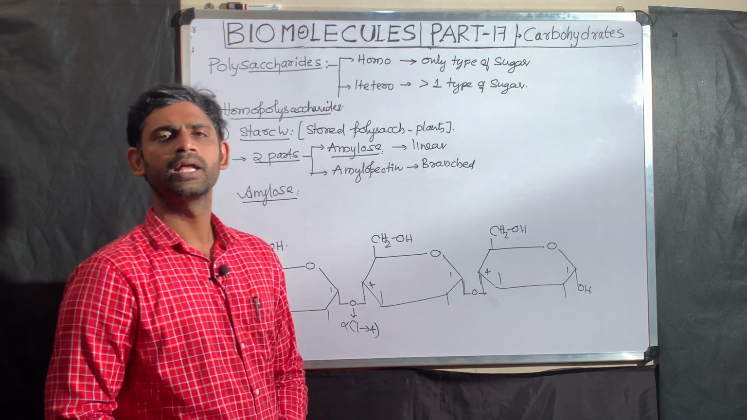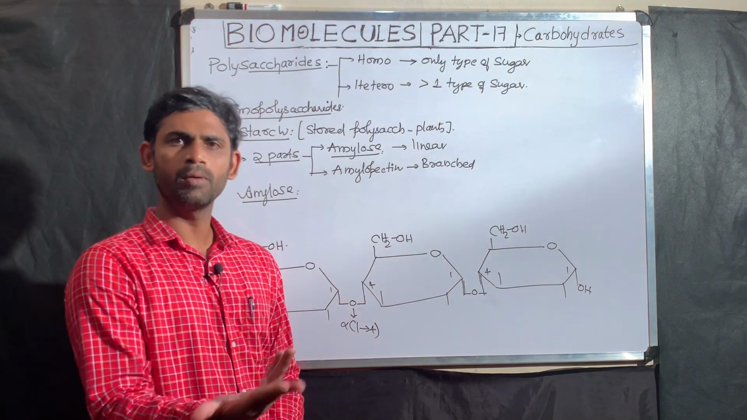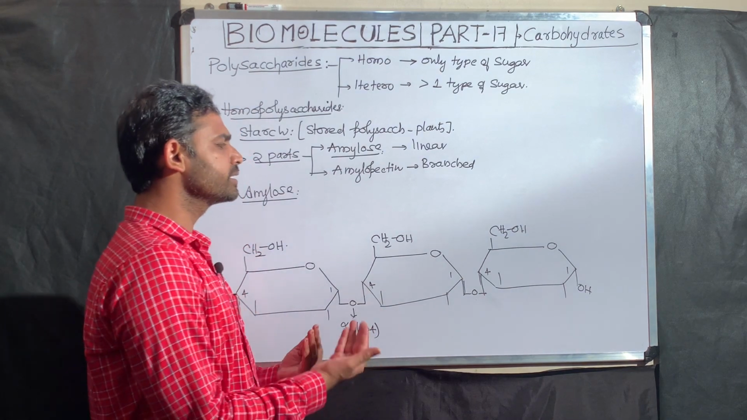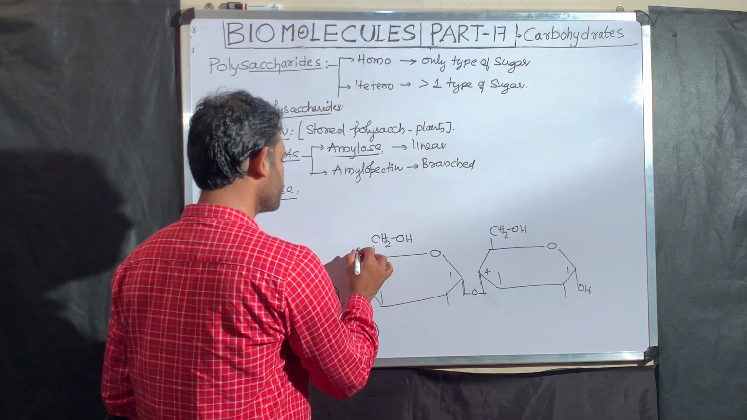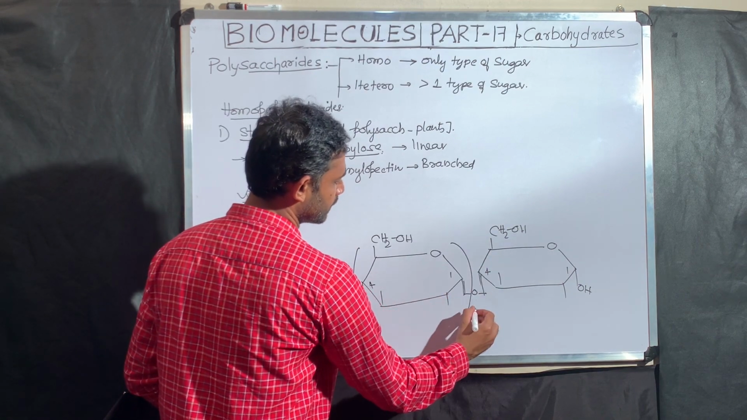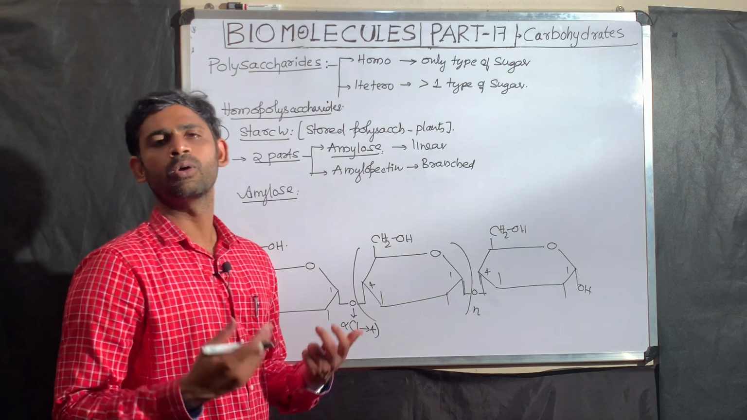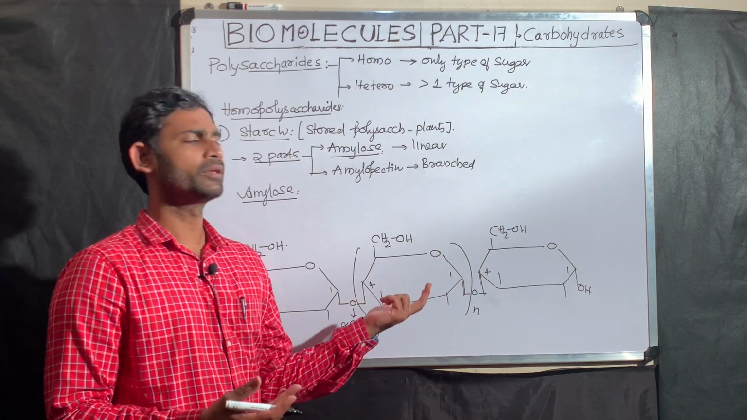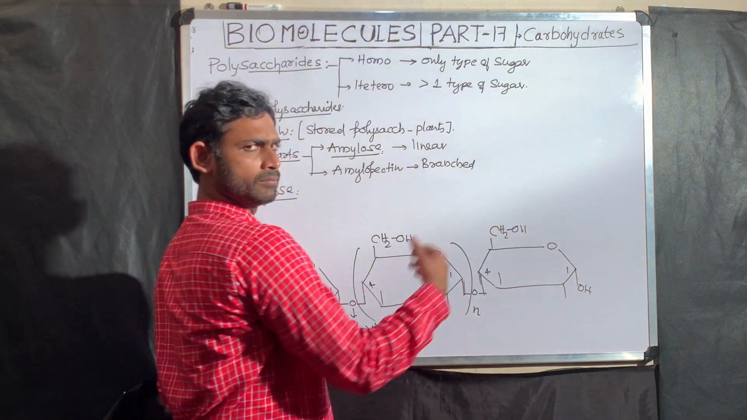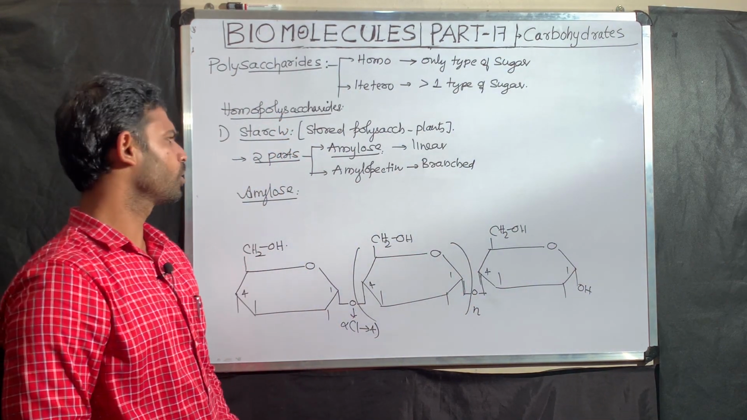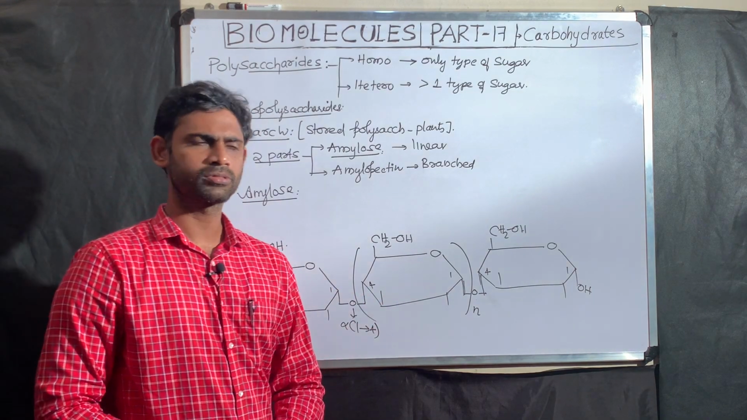Polysaccharide means what? It's a polymer of monosaccharide residues. Polymer means so many. That is why we can represent this trisaccharide as a polysaccharide in a very simple way. See this, n. n means a large number, even thousands of sugars in the middle. Now you can call this a polysaccharide. So what is the definition of amylose? This is the structure of amylose.